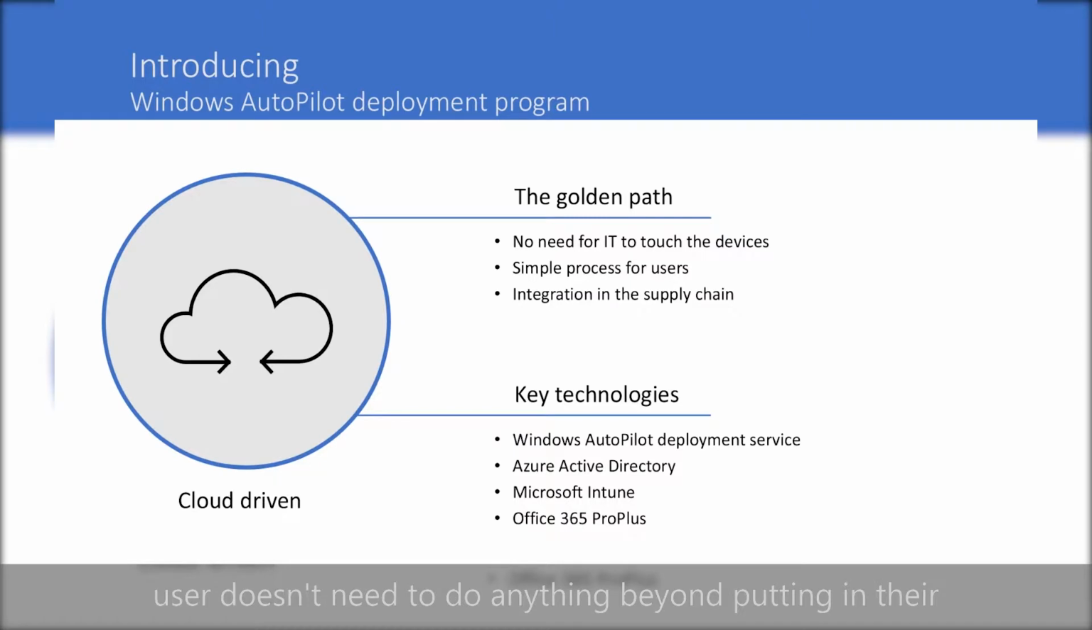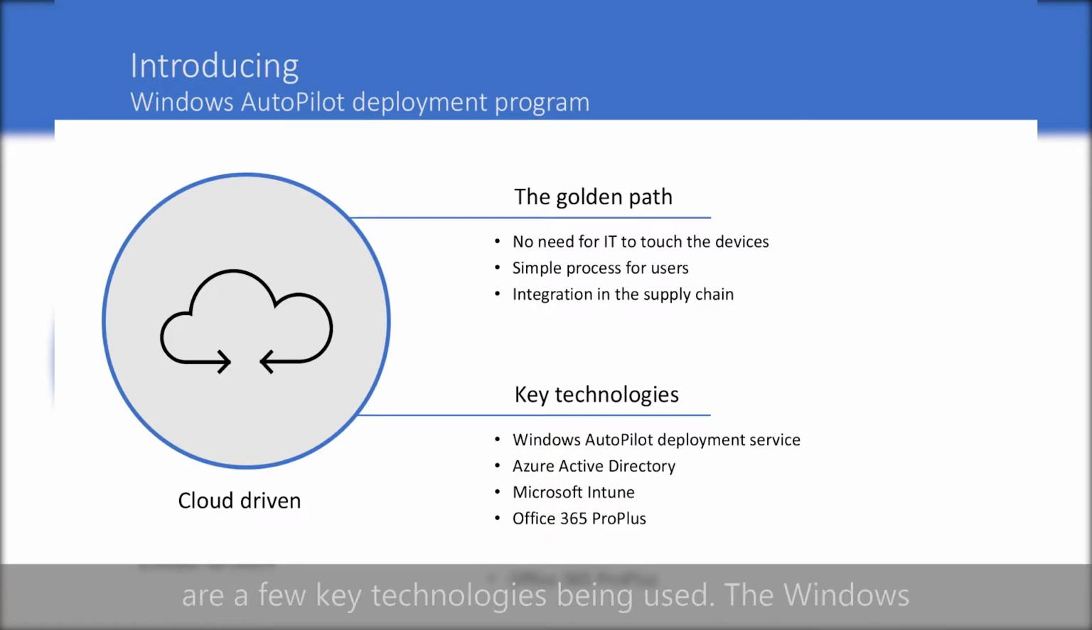And the end user doesn't need to do anything beyond putting in their email address and password to authenticate that they belong to the organisation. The rest of the process is completely automated. It's possible to tie this in with your overall supply chain. When devices are ordered from an OEM, reseller or distributor, they can be automatically associated with your organisation and maybe even drop shipped directly to the end user.